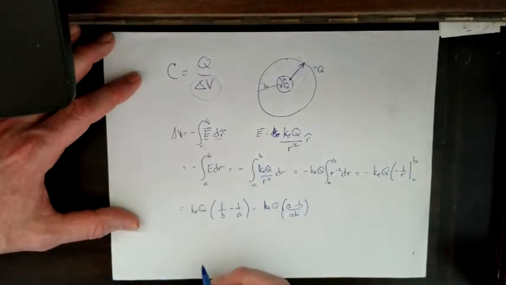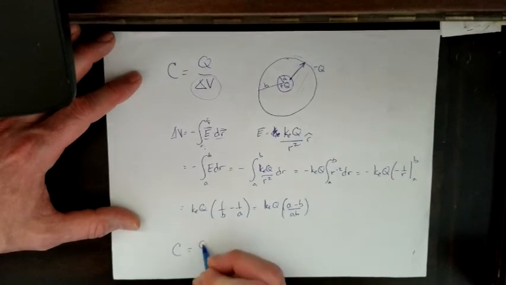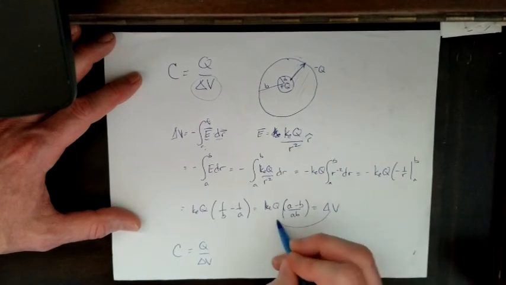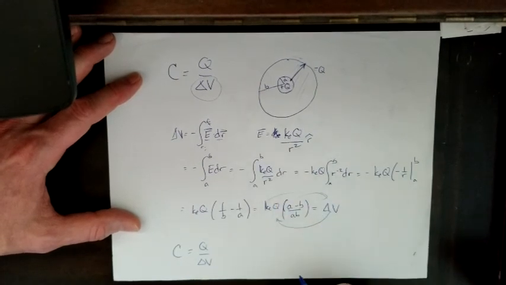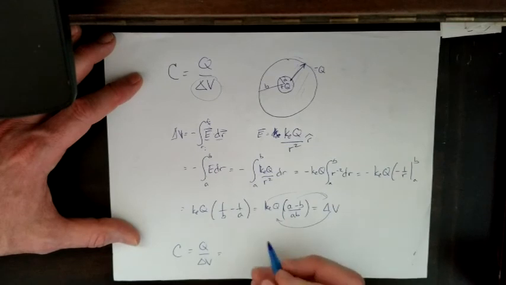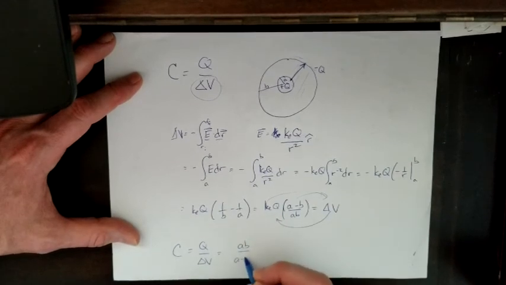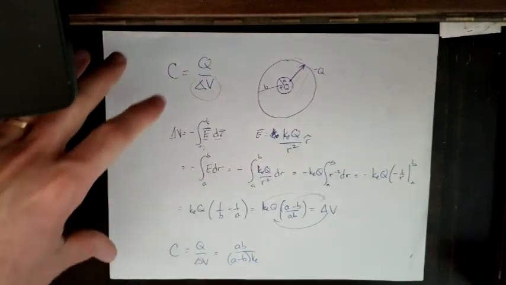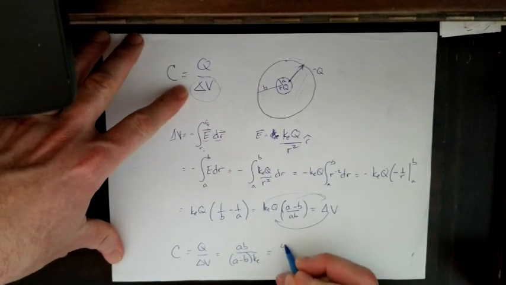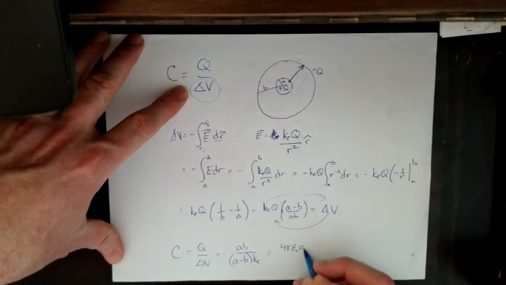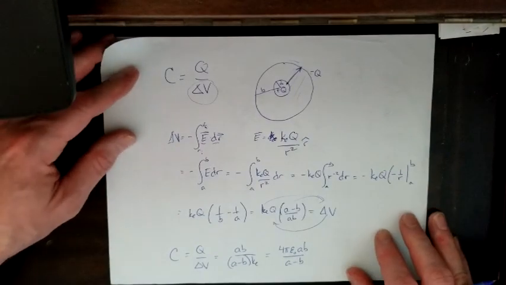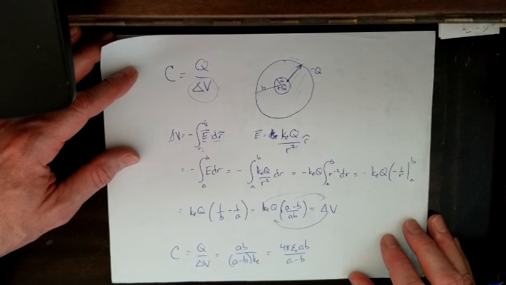And since capacitance is Q over delta V, and this is delta V, I need to get this over on this side and these on the other side. And so what I end up with here is AB over (A minus B) over k sub e, the electrostatic constant, or Coulomb's constant. Or putting it in more sophisticated terms, this would become 4 pi epsilon naught AB over (A minus B). And that is the capacitance of a spherical capacitor.